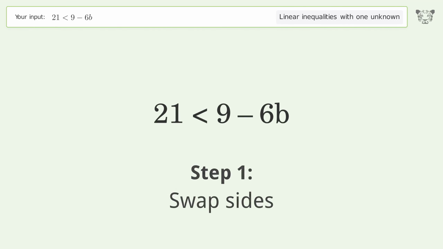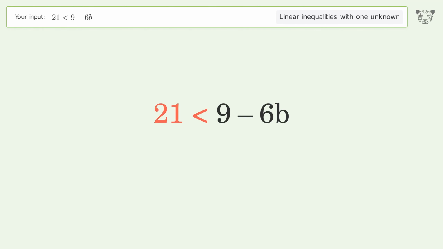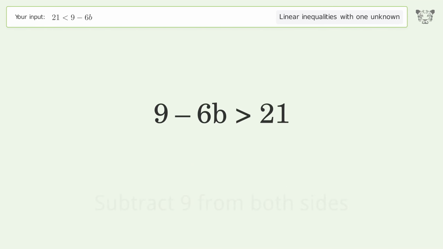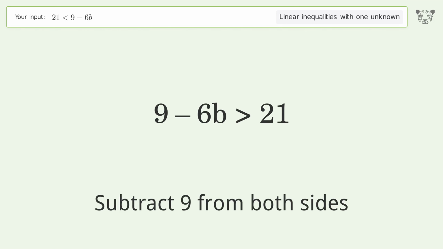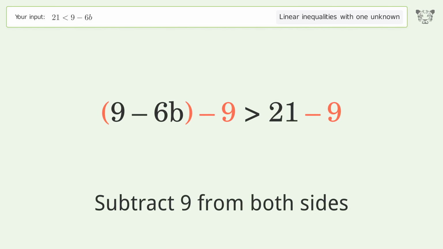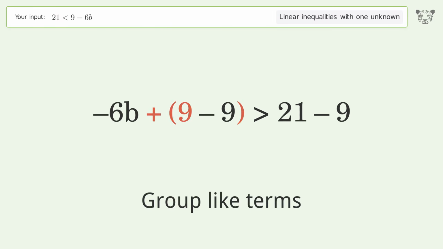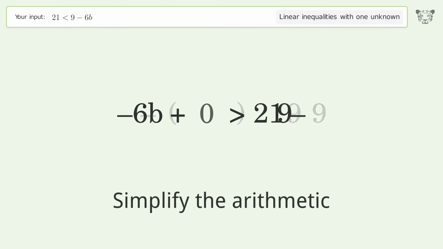Swap sides. Group all constants on the right side of the inequality. Subtract 9 from both sides. Group like terms. Simplify the arithmetic.